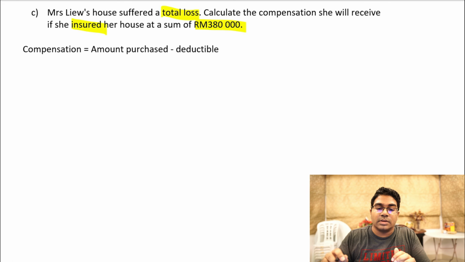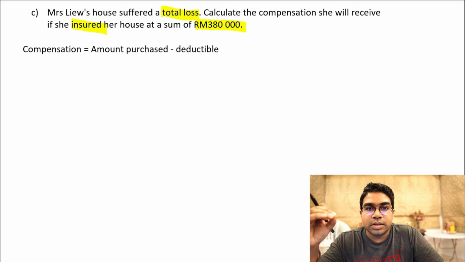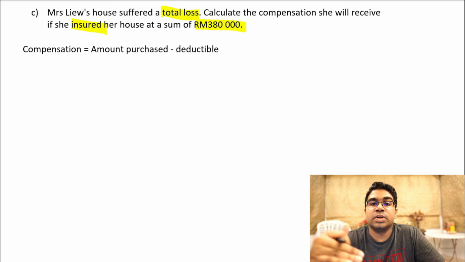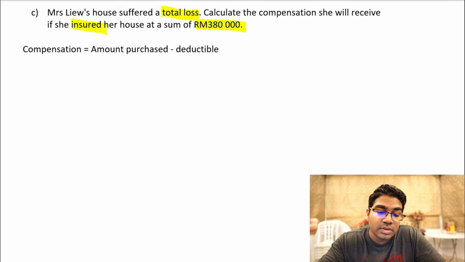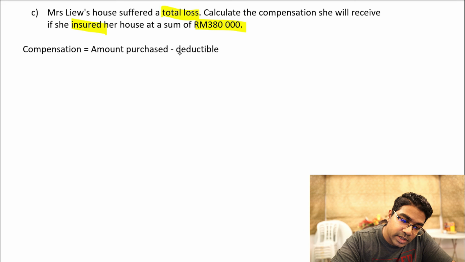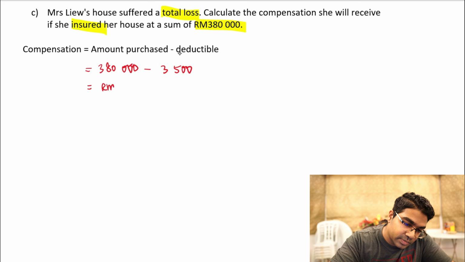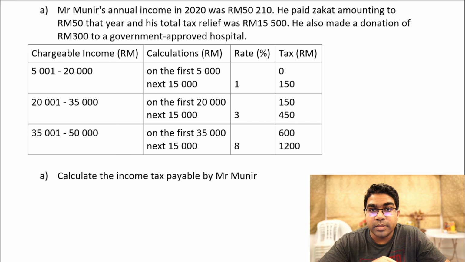So even though the house is completely gone, the maximum amount that she can get back is only the amount that she purchased. It will not be at the full value of the house. So if she bought the insurance for 380,000, then she can get 380,000 for total loss. But she still has to pay deductible, so minus 3,500. And so the compensation here will be 376,500 ringgit. Let's go to income tax.